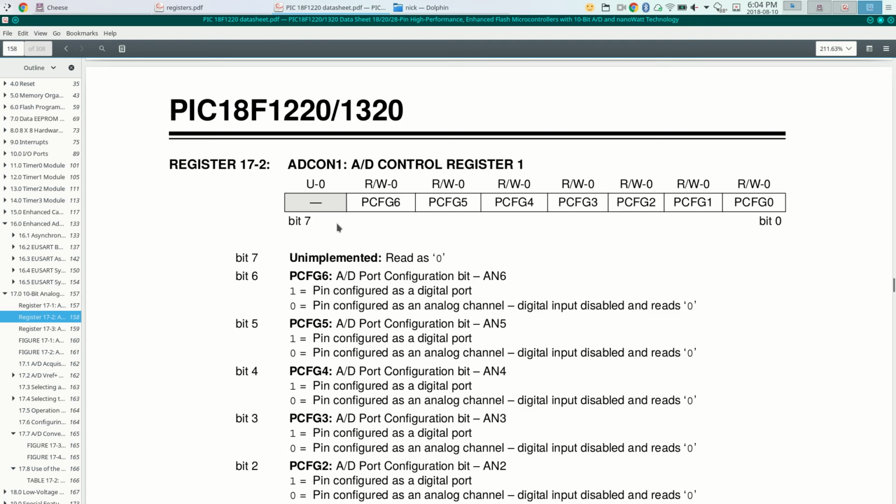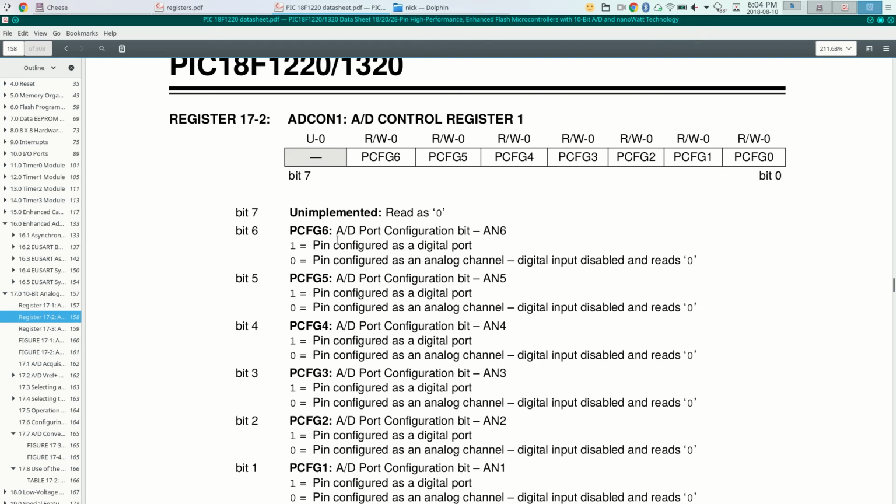Next register, ADCON 1. You've heard about this register before, right? You always put 7F into it. Well, what do these bits do? If you put a 1 in each of these bits, it says, I want this bit to be a digital input or output. If you put in a 0, you're saying, I want it to be analog. So when we load 7F into ADCON 1, we're making all these bits 1, which means we're saying every pin is a digital port.